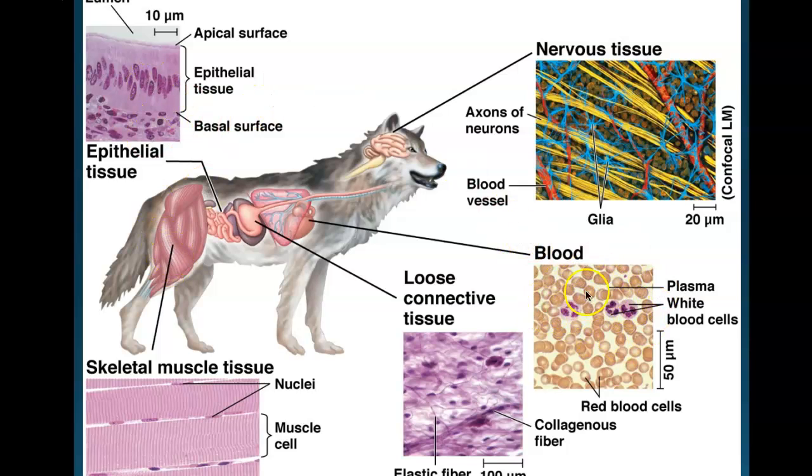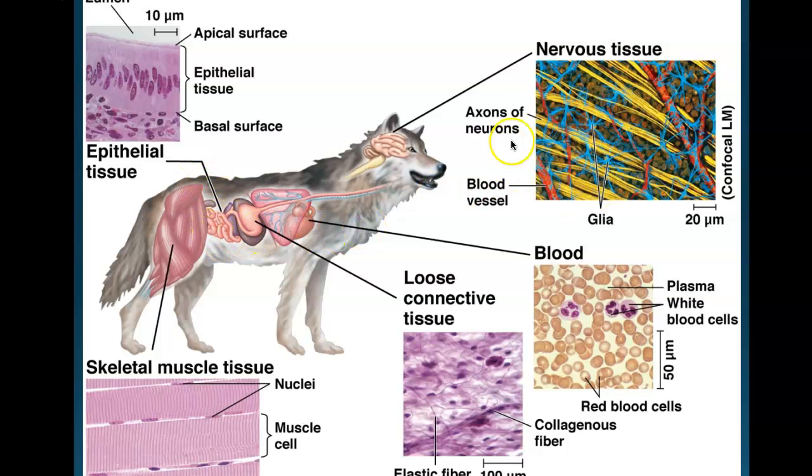Right here you see the blood tissue. Remember, that's a connective tissue. You have loose connective tissue, elastic fibers. Obviously, the stomach needs to contract. You have skeletal muscle, which we talked about in depth during cellular respiration. And then epithelial tissue, which remember lines the organs.